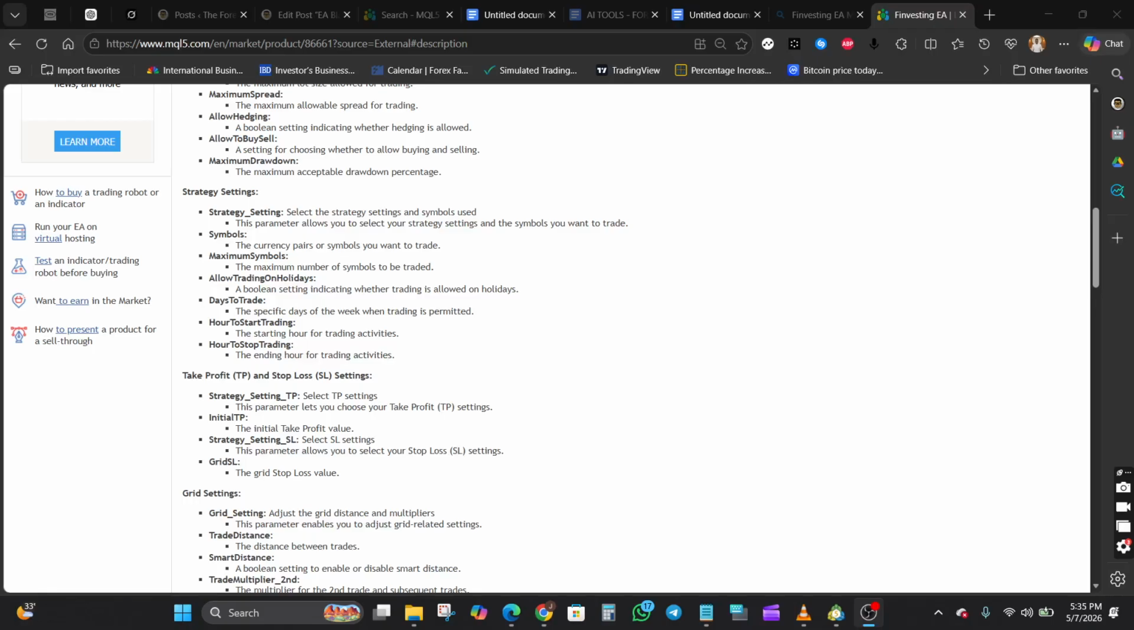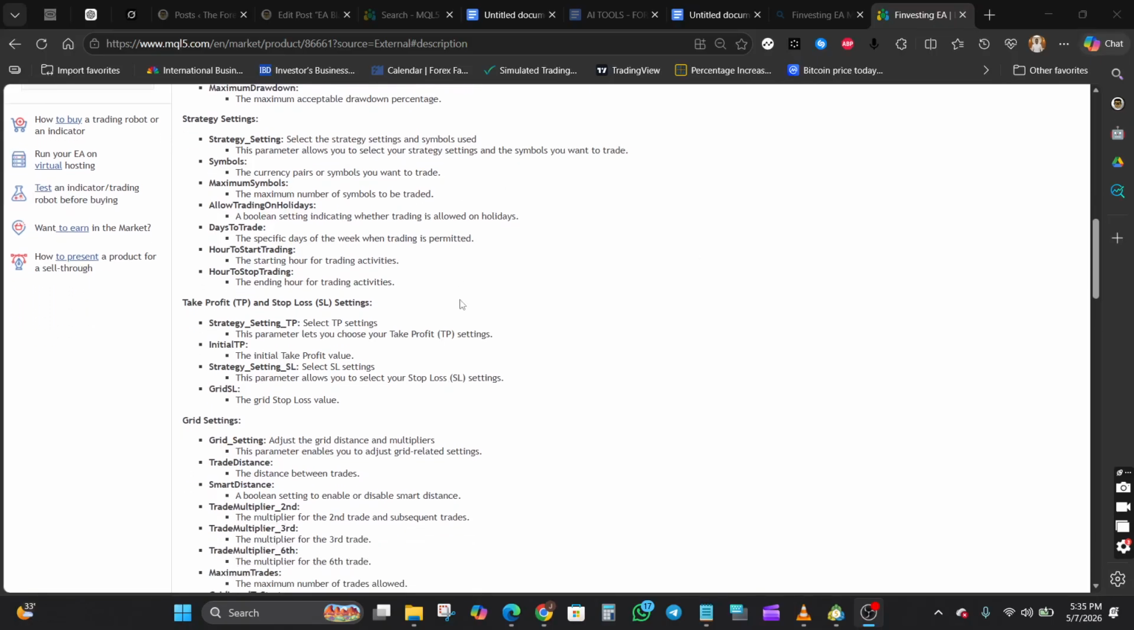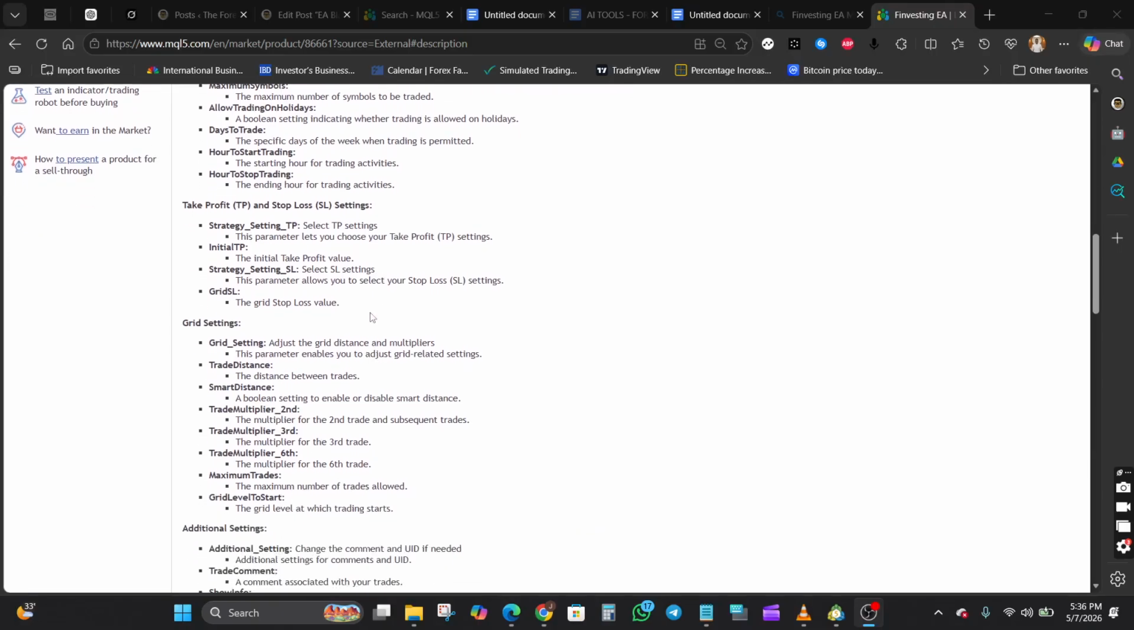So the inclusion of a full news filter is another strong feature, right? The EA can pause trading around low, medium, or high impact news events, including custom time buffers before and after releases. That's very important for grid based or recovery style systems, because news spikes can create rapid directional movement that escalates drawdown very quickly. So the fact that the EA includes configurable news protection suggests that the developer understands that volatility management is critical.